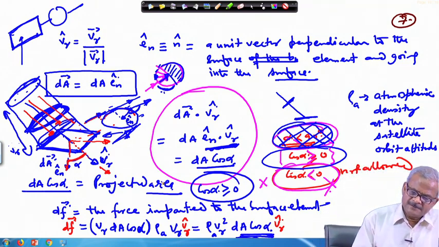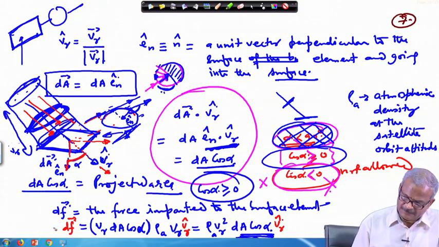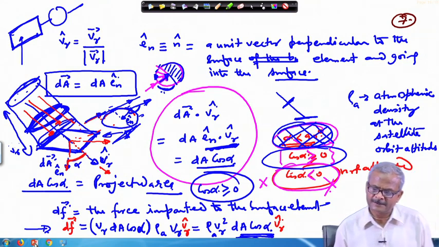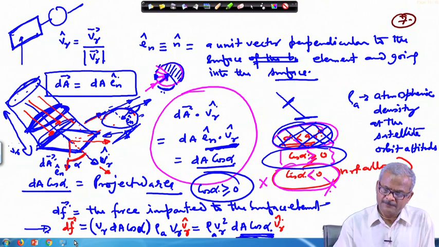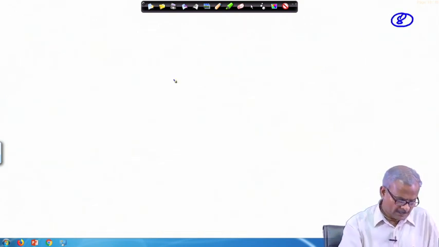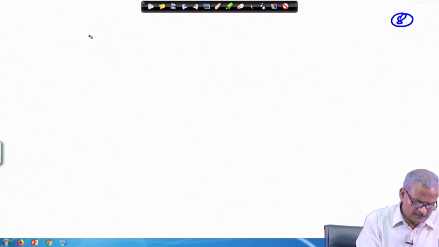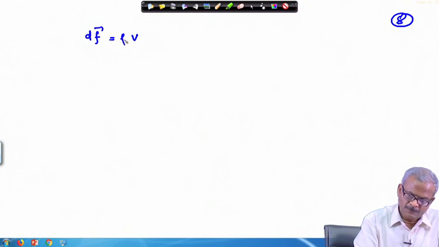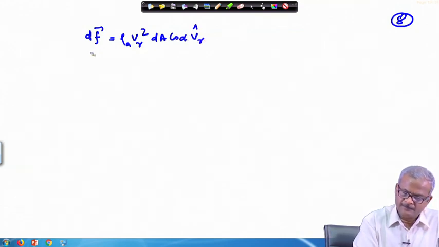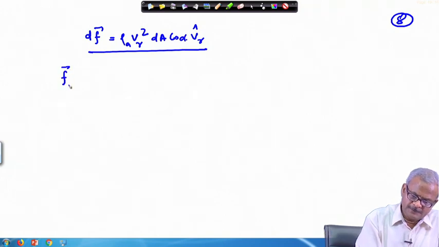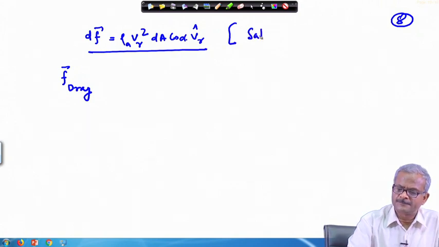So, the integration of this equation we have written here, over the whole surface, will give you the force acting on the satellite body. So, d f we have written as rho a times v r square d a cos alpha times v r cap, and therefore, if drag, and here we have assumed that the satellite is not spinning.